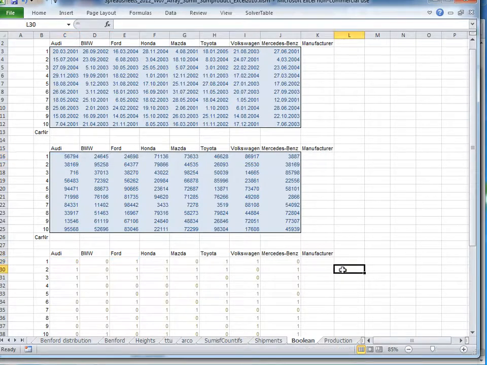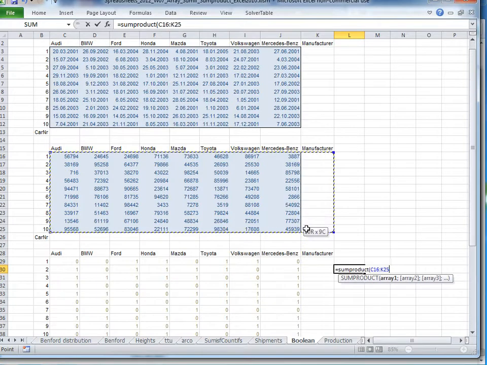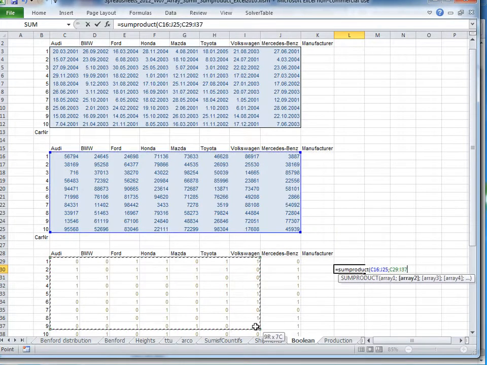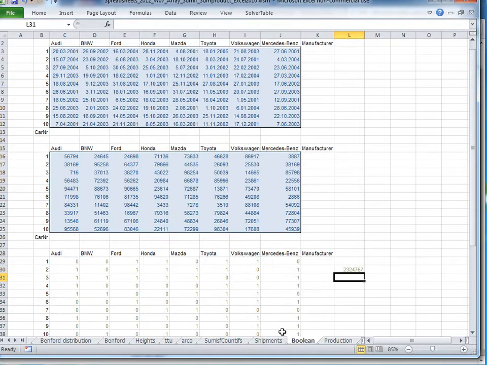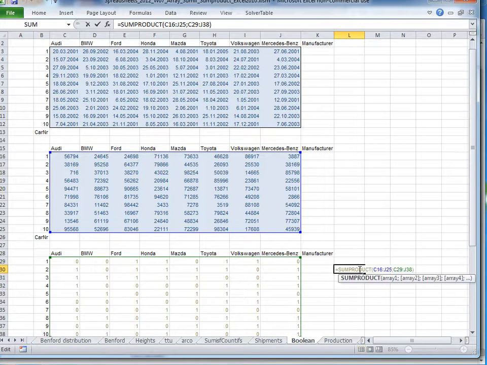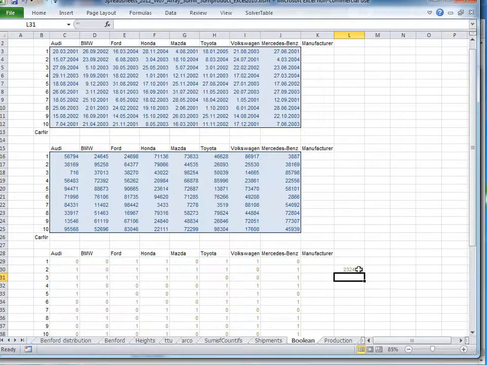So let's write it down. Equals sumproduct, the second table and the third table. Okay, and it turns out that the number of miles is 2 million, a little above 2 million.